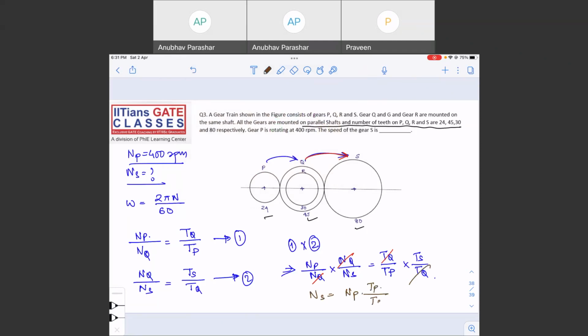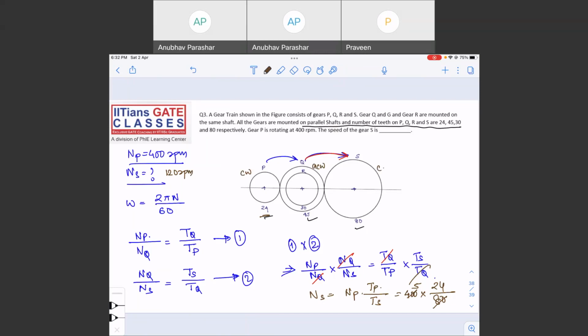by TS, right? NS is equal to NP TP by TS, that is equal to 400 multiplied by TP. Number of teeth on P is 24, and number of teeth on S now is 80. 80 into 5 is 400, right? And 24 into 5 is 120. So what is the speed of NS? That is 120 RPM.